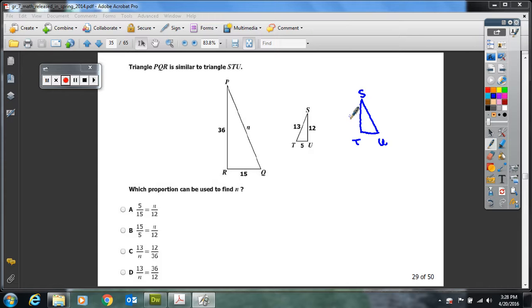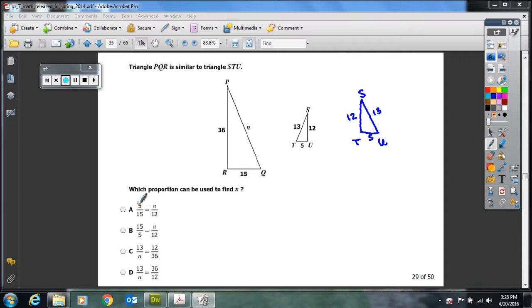We know that this side is 12, this side is 13, and this side is 5. The reason why I did that is because P corresponds to S, Q corresponds to U, and R corresponds to T, so we can see that these two triangles are oriented better, so we can see what side is similar to what side. All right, so now let's take a look at the possible answers.